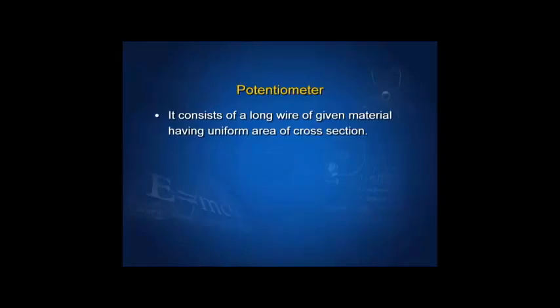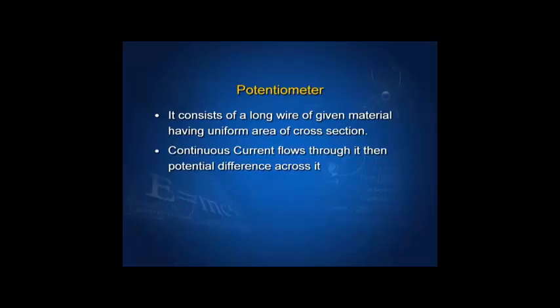This potentiometer consists of a long wire of a given material having uniform area of cross section. If constant current flows through it, then the potential difference across it is V equals I into R. Here R is the resistance offered by the total length of the wire. As we know, R equals rho into L upon A. So, we get V equals I rho L upon A. As I, rho and A, the area of cross section, are constant, we can say V is directly proportional to L, the length of the wire.